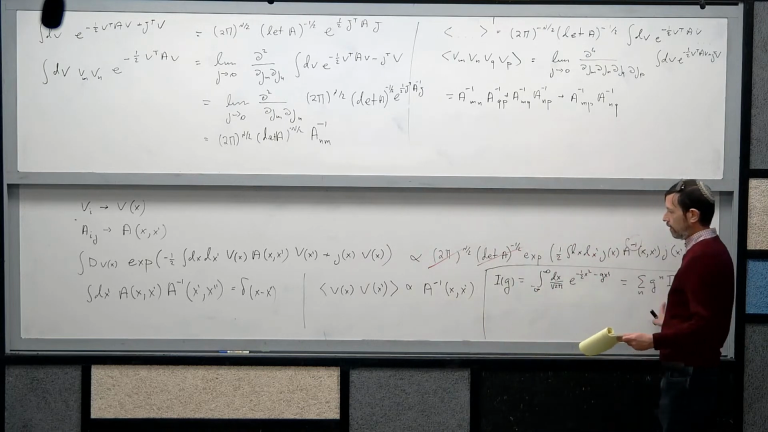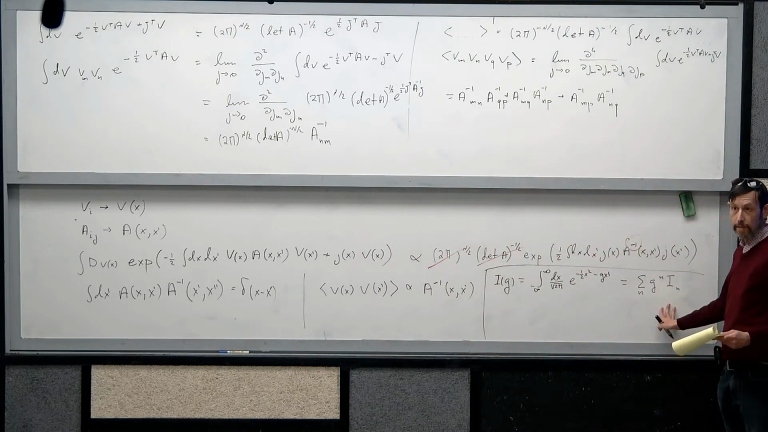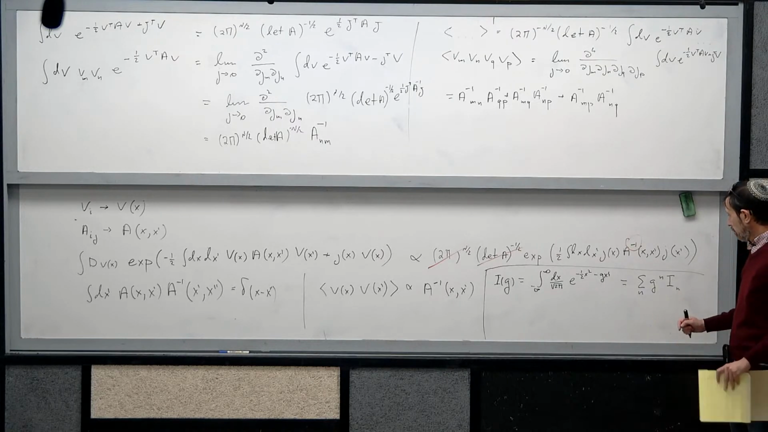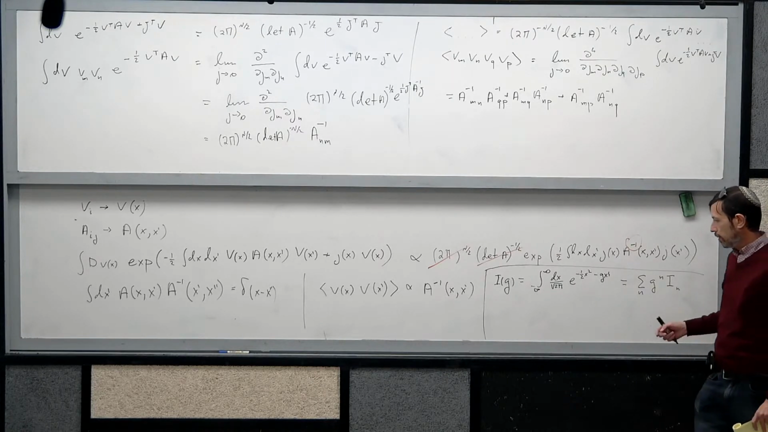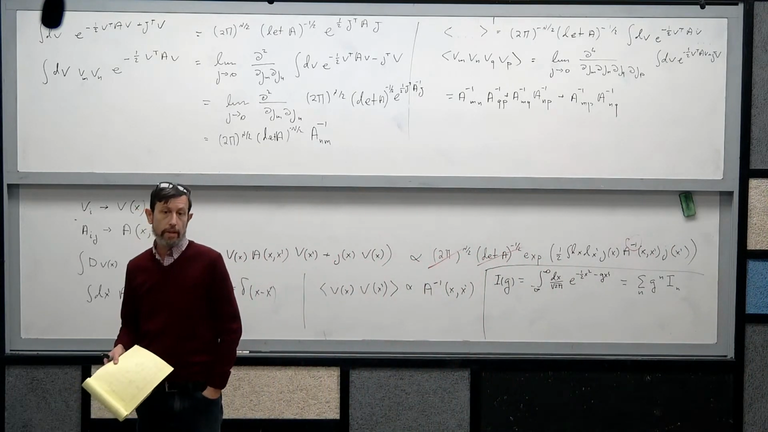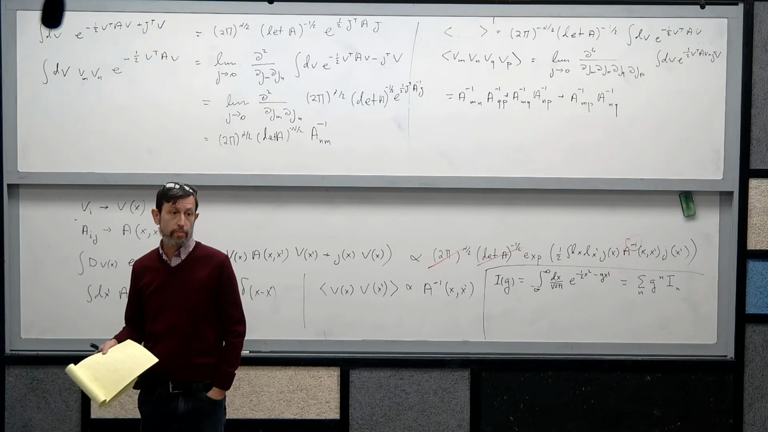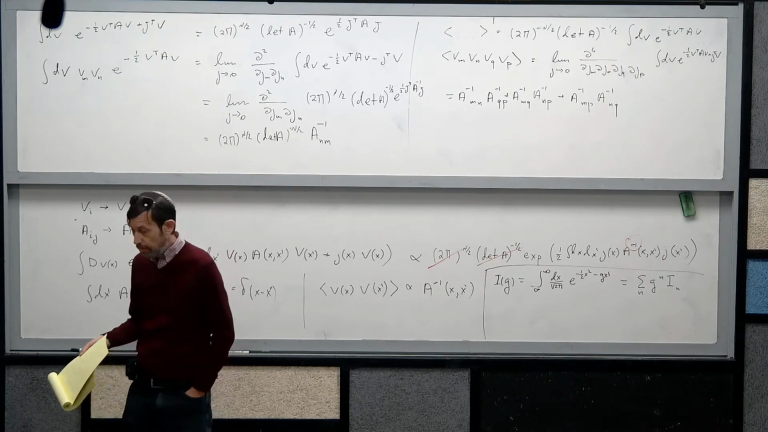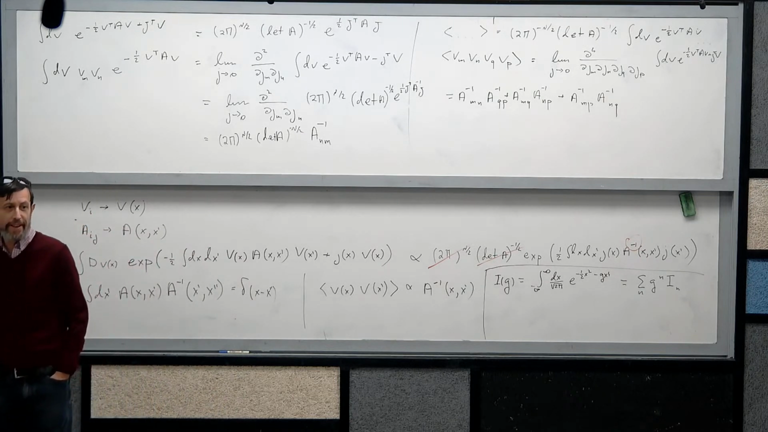Okay, so I want to write it down as a sum over some kind of expansion. And here I assume an expansion in small g. Why do I expand in small g? Because I don't know how to do it for any g.